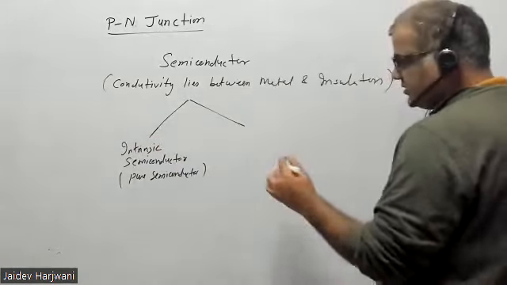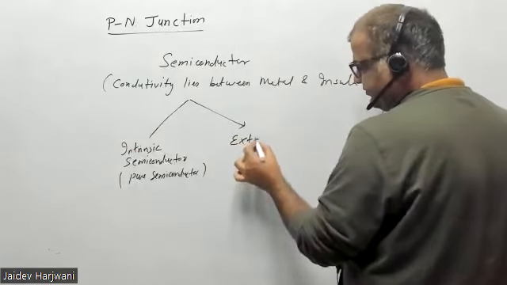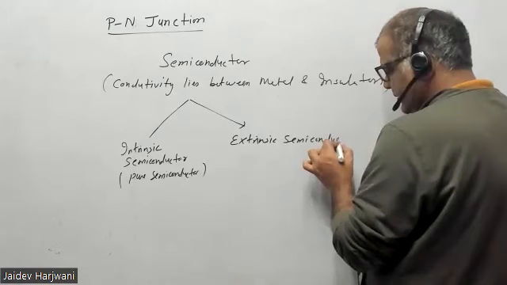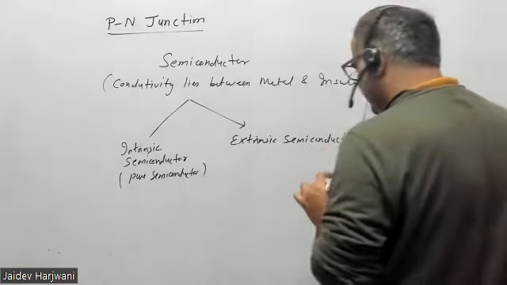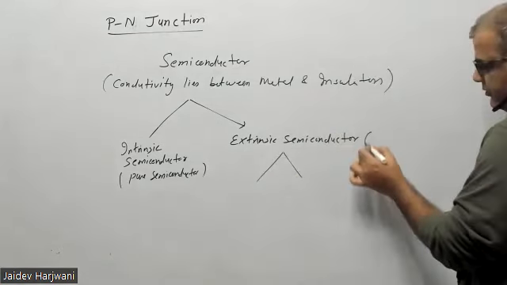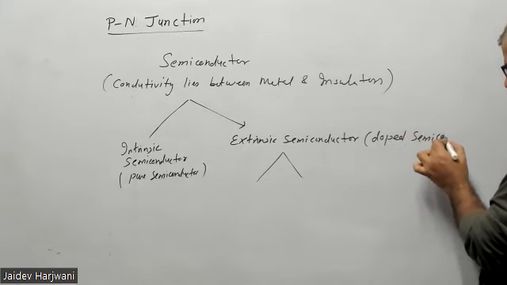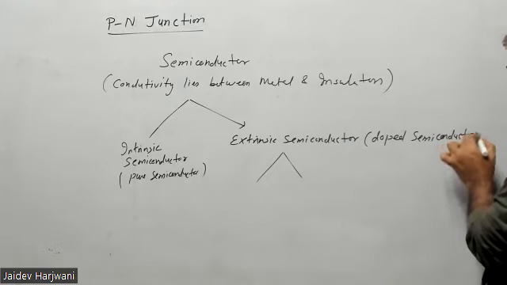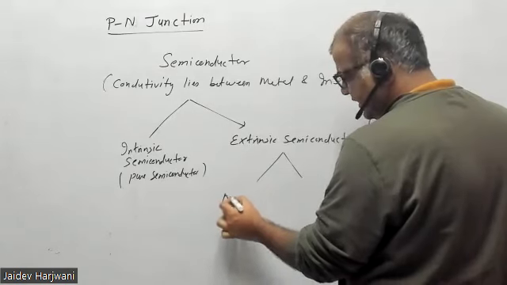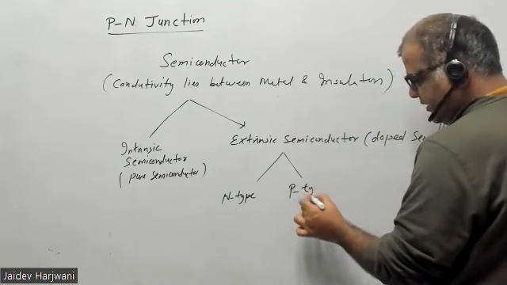So the next classification is extrinsic semiconductor. Extrinsic semiconductors are basically doped or impure semiconductors, and they can be classified as N-type and P-type semiconductors.